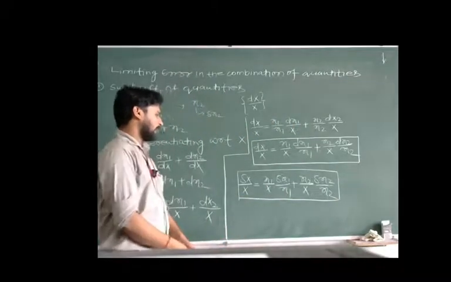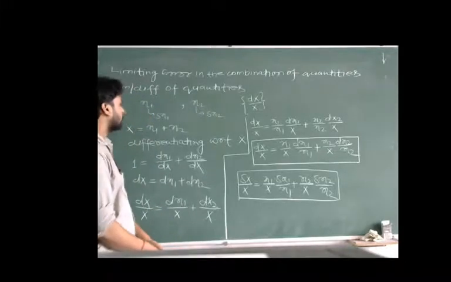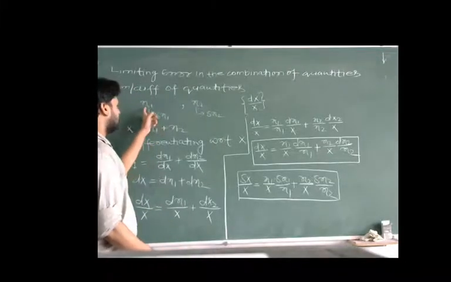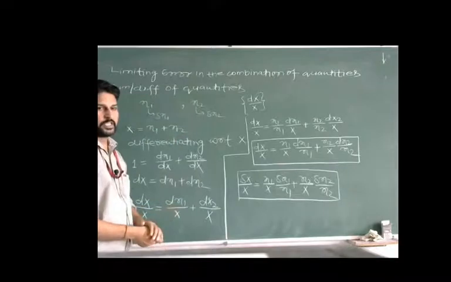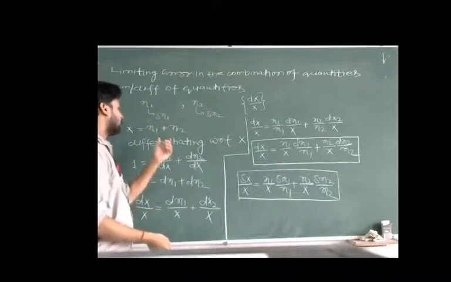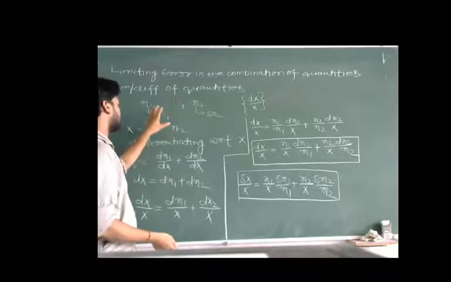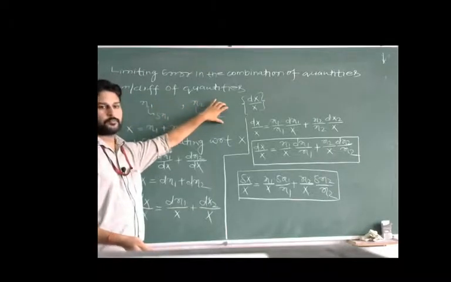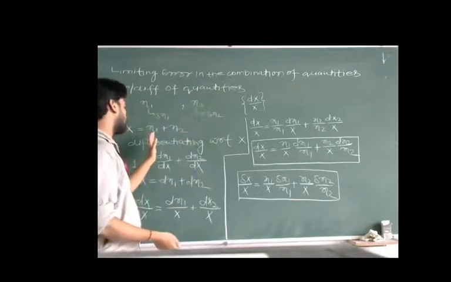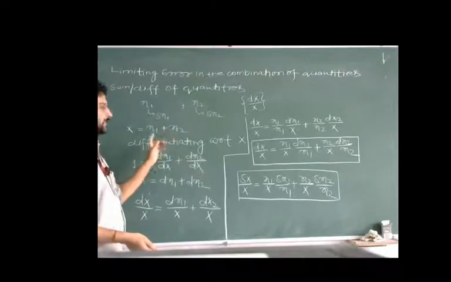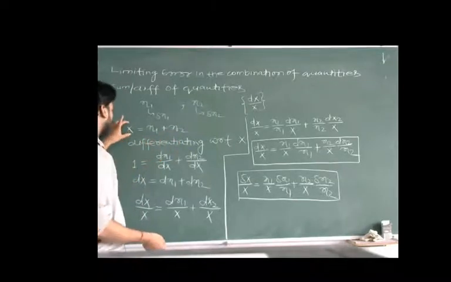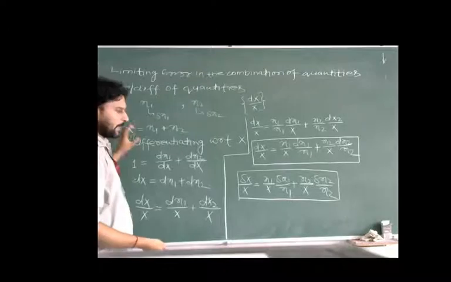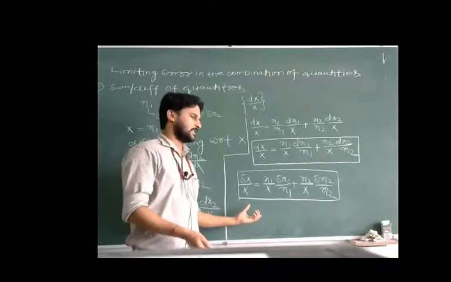So there are two quantities x1 and x2. Each quantity has its own absolute limiting error, del x1 and del x2. When these two quantities are added together, the result is capital X, and to find the error in the capital X, we can use this relation.